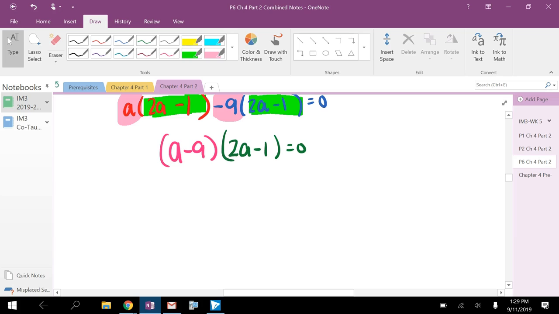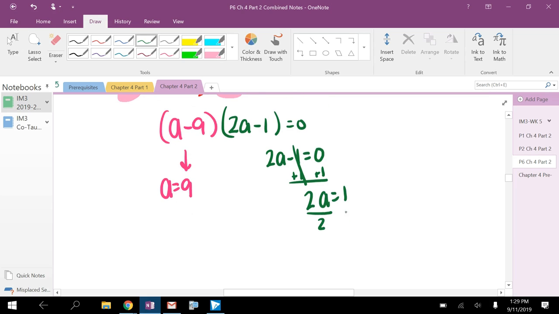Let's see how fast you can be, though. What would my solution be for a minus 9? a is equal to what? 9. Careful with the green one. 1 over 2. So always think, you always add or subtract, then you divide. Add 1, divide by 2. Okay, but I'm going to write that out for you just for the sake of notes. We add 1, and you get 2a equals 1. Then we divide by 2. And my answer is a equals 1/2.